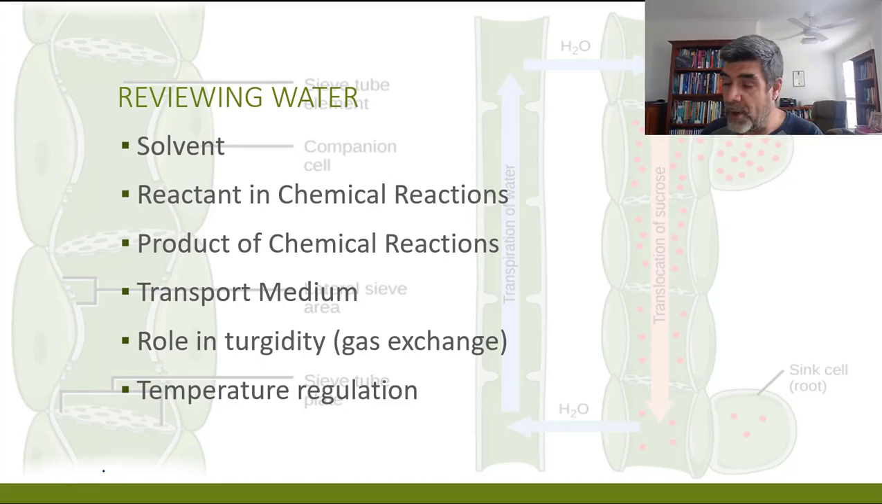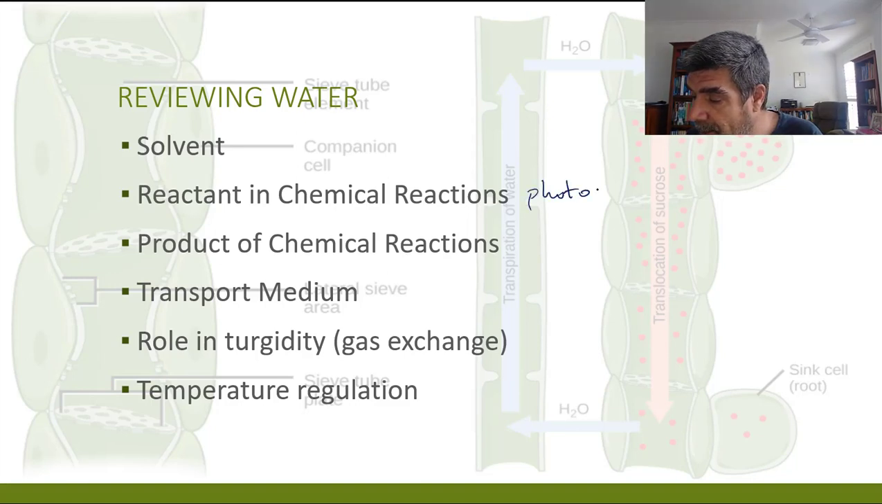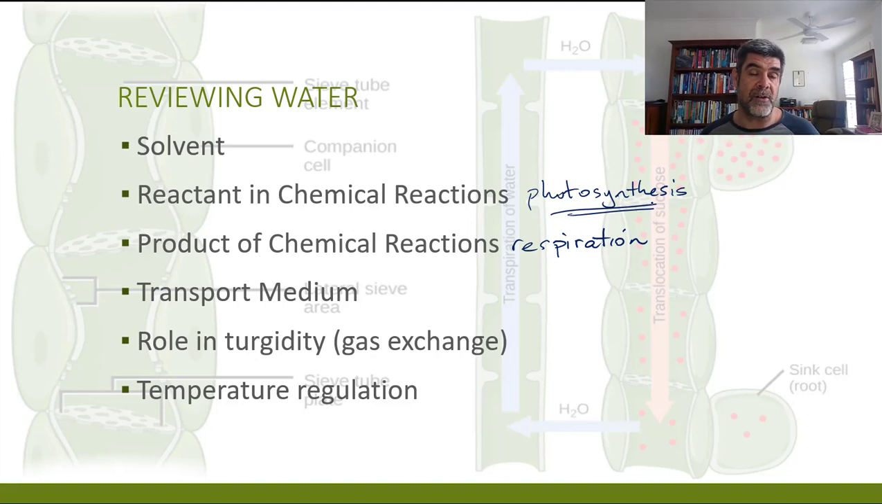So for example, water is a reactant in probably one of the most important chemical processes that occurs in plants, which is photosynthesis, but it's also a product of respiration. And plants use photosynthesis, being autotrophs, to produce their own food, their own energy source. But like animals, they need to use that energy source to release energy in a form that's available for them to use in their cells. And that happens again through respiration.